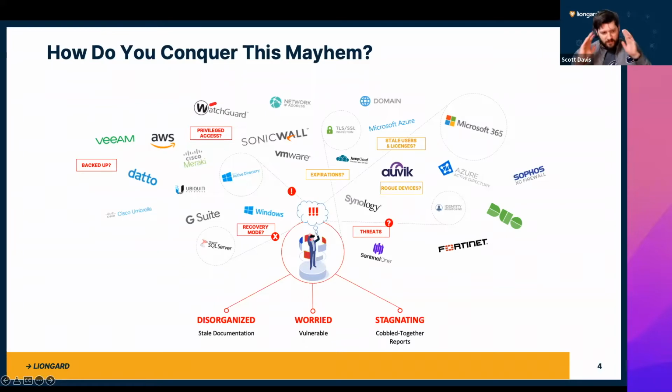Why I left the MSP space is my wife said I had to find a new job or find a new wife, because I was doing 80 to 90 hours a week. And it was just trying to stay afloat. A lot of it was that disorganization, constantly trying to fight the uphill battle.